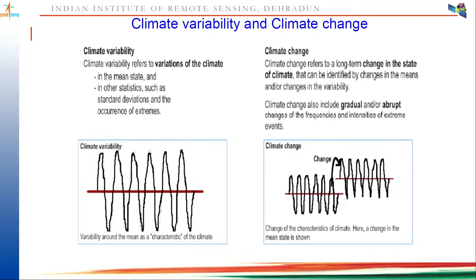But climate change refers to a long-term change in the statistics of a climate, or you can say a long-term change in the state of the climate, defined by the change in the entire distribution, of mean as well as coefficient of variation and anomaly, over a longer period of time, at least maybe 70 to 100 years.